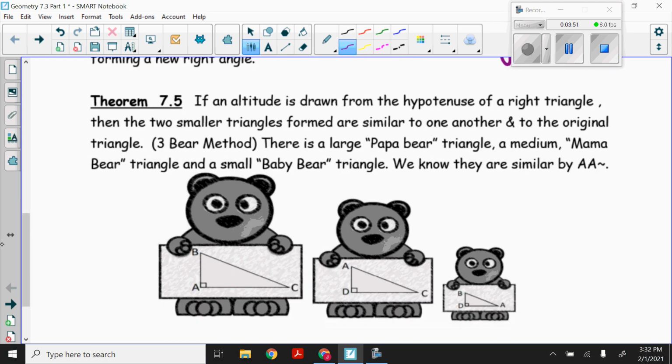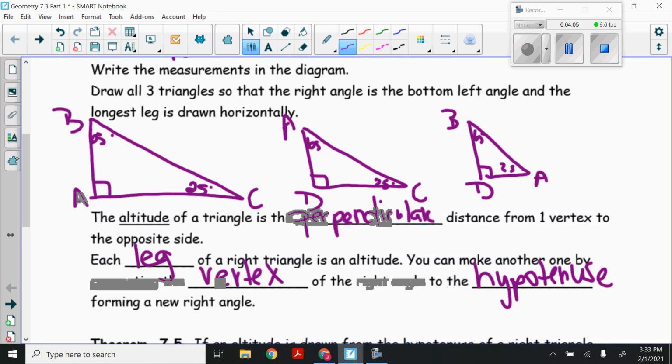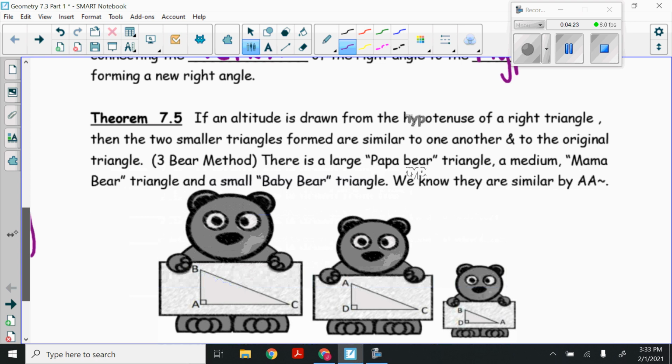So now we're going to look at our first theorem. Okay? It tells me that if an altitude is drawn from the hypotenuse of a right triangle, the 2 smaller triangles formed are similar to one another and to the original triangle. And so we saw that when we drew these 3 up here and we put the right angle in the bottom left-hand corner. We noticed that the 65 degrees was at the top, the 25 degrees was that bottom right, and so all the corresponding parts were the same there as far as our angles.